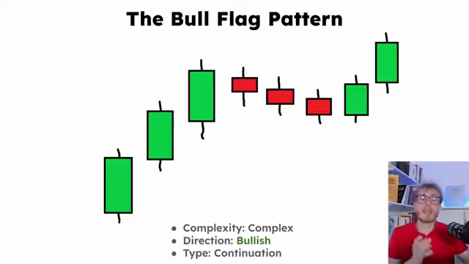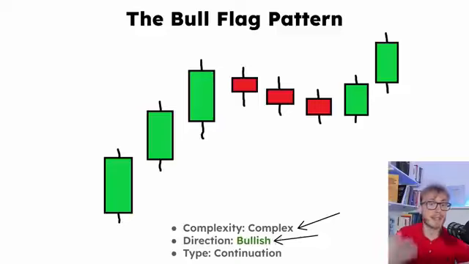All right, guys, so now it's finally time to take a look at the bull flag pattern. And this right here is one of the best candlestick patterns out there. You may wonder why. Well, this pattern appears super frequently in the market. It's a reliable pattern, and if you understand it, it's also relatively simple to trade. But first of all, this right here is a complex pattern because it consists of multiple candlesticks. The direction here, as you can hear in the name, is bullish, and the type here is continuation.